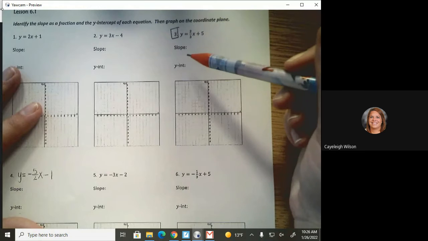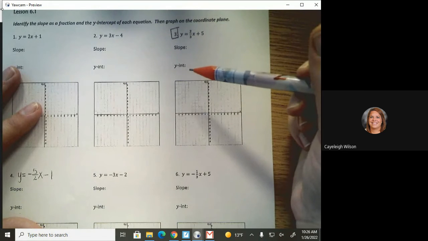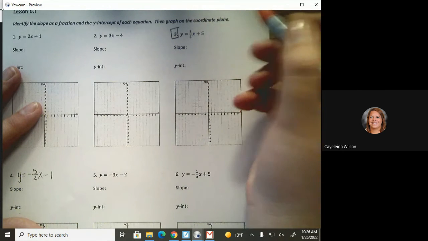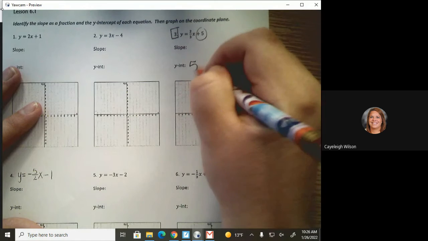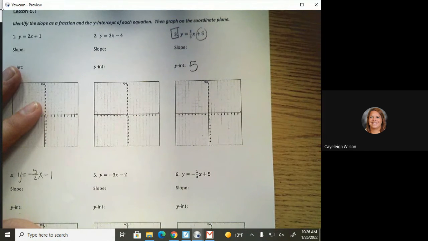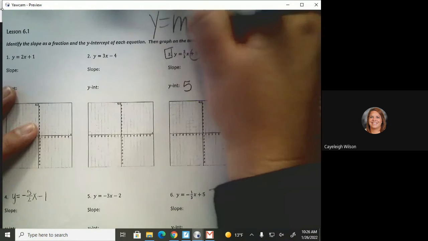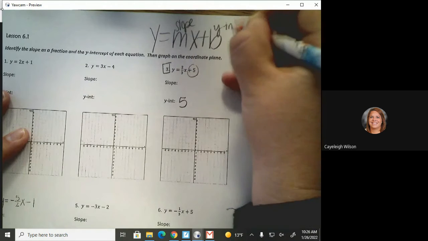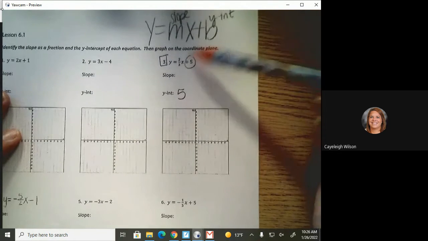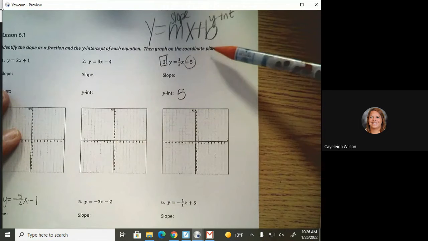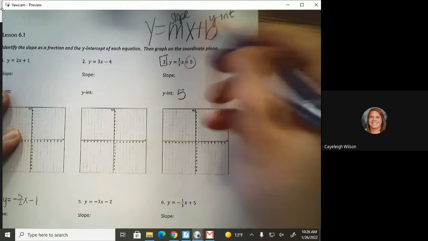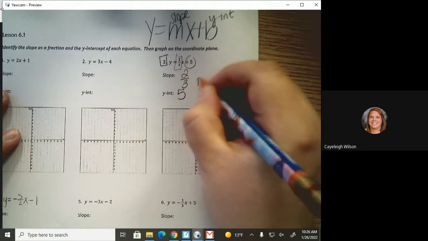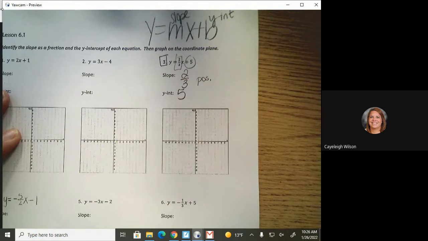Okay, so on number 3, what do you all think the y-intercept is on number 3? Terry? The 5. So the 5 is the y-intercept, because I know that it's y equals mx plus b. M is my slope. B is my y-intercept. So that's how I know that the 5 is my y-intercept. All right, what's my slope? 2 over 3. And it's positive or negative? Positive. So I know that my line should go up.